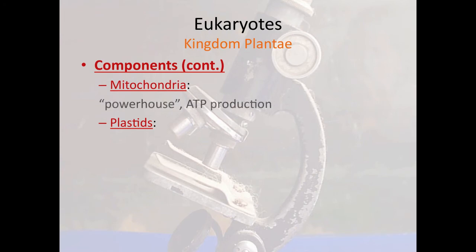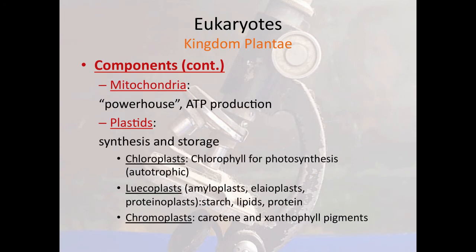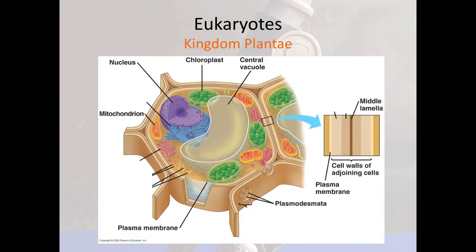Components continued: mitochondria, the powerhouse that produces ATP, and plastids. These are organelles used in the synthesis and storage of food. A good diagram of a plant cell, you can automatically look at this and see that it's more complicated than the bacterial type organism we saw a few slides ago.